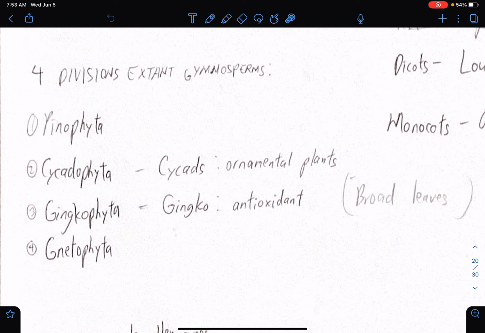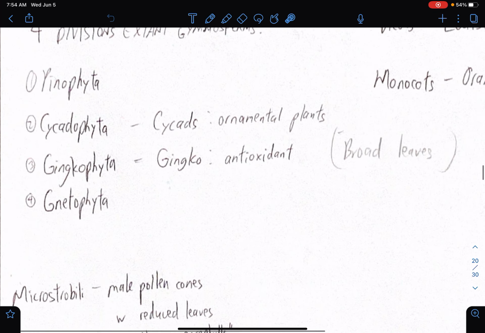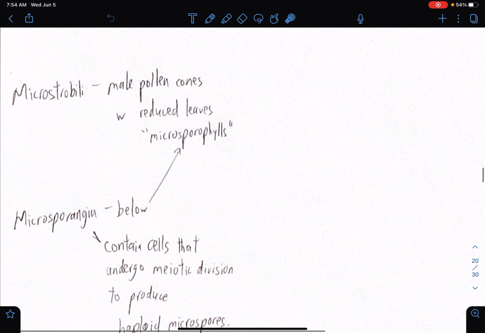they have, etc. Okay, Cycadophyta: cycads, ornamental plants. Ginkgophyta: ginkgo, antioxidant. I think Ginkgophyta only has one species, and it's beautiful, definitely. More on that later again.